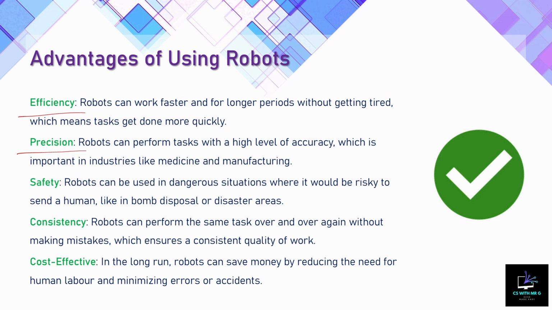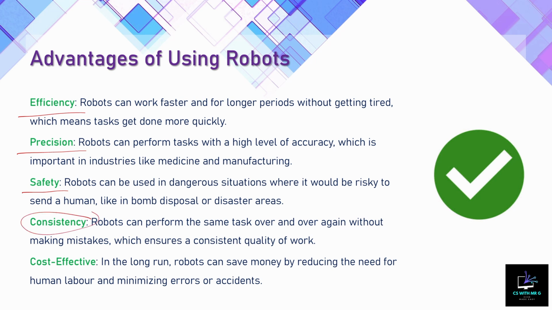Precision we've mentioned, they can perform tasks with a very high level of accuracy. We talked about open heart surgery, for example, needing steady hands. If jobs require something to be completed to the nearest nanometer, this would certainly be too difficult for a human. Safety, again, if it's too dangerous for a human to work in a certain scenario, it makes much more sense to use a robot for that job.